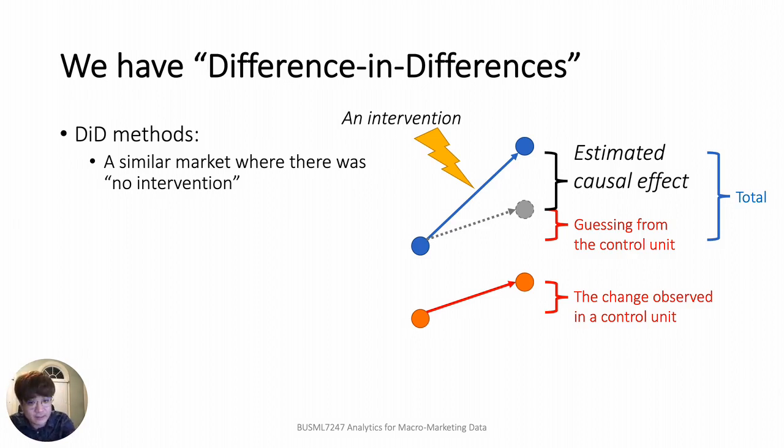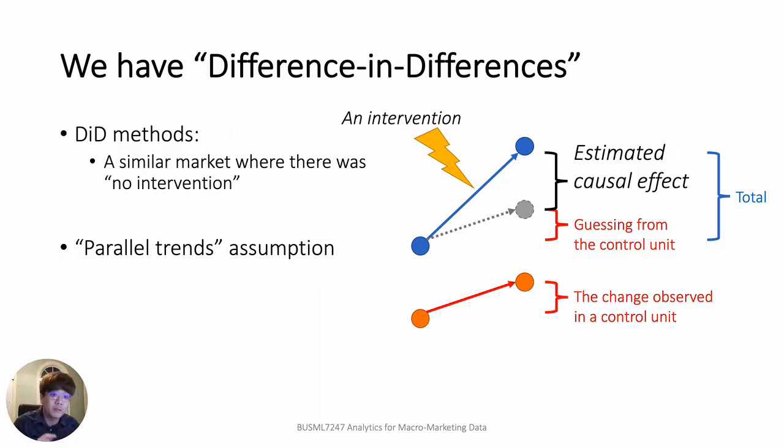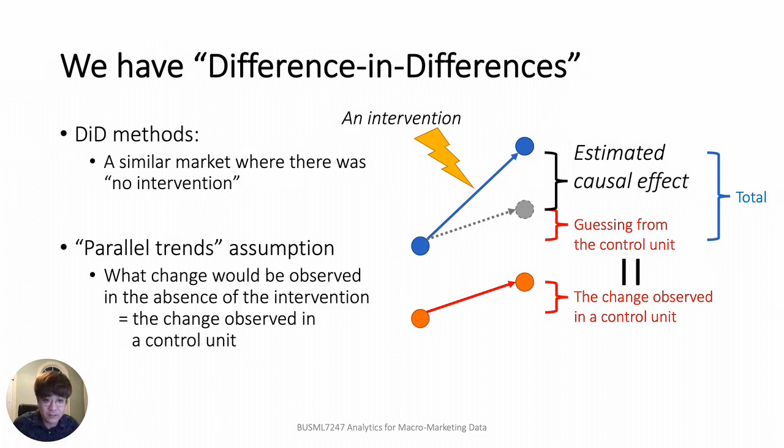In this process, we have an important assumption, the parallel trend assumption. The parallel trend assumption implies that what change would be observed in the absence of the intervention is assumed to be the same as the change observed in the control unit, and it allows for the DID estimation of the causal effect.